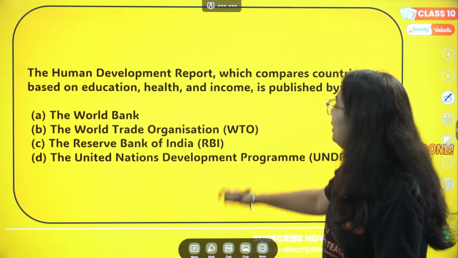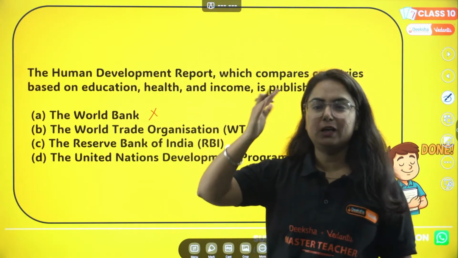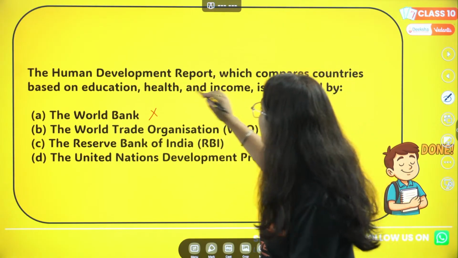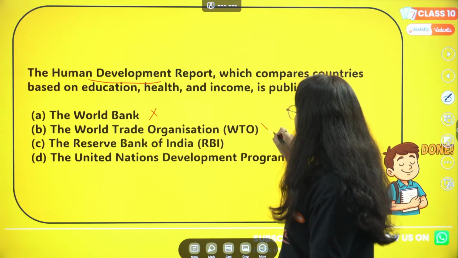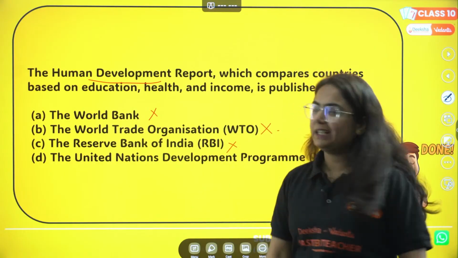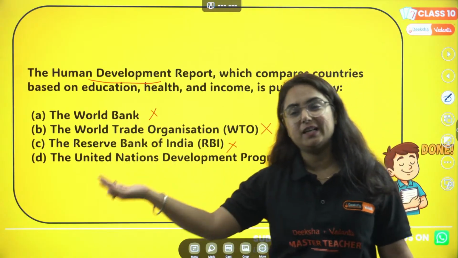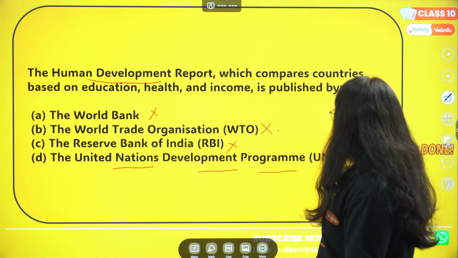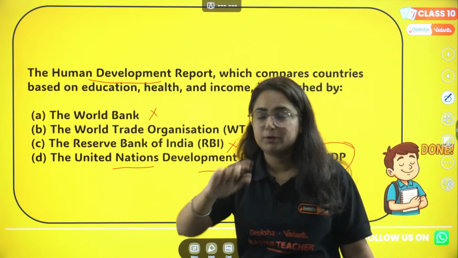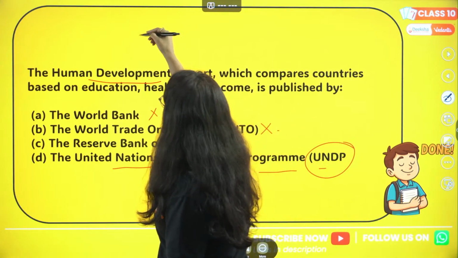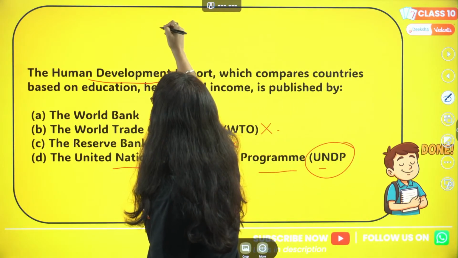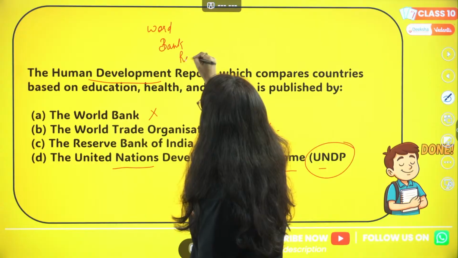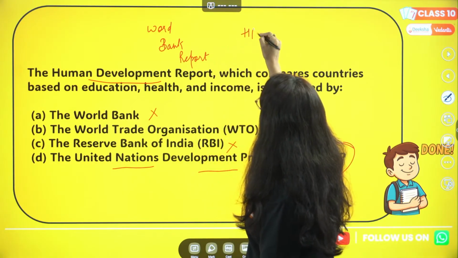No worries. So, it is not the World Bank. The World Bank has no relation with the Human Development Report. World Trade Organization, no. Reserve Bank of India, how can the Reserve Bank of India compare different countries? They don't have that much authority. The UNDP, United Nations Development Program. So we have seen in this chapter there were 2 reports: the World Bank report, and then the Human Development Report.